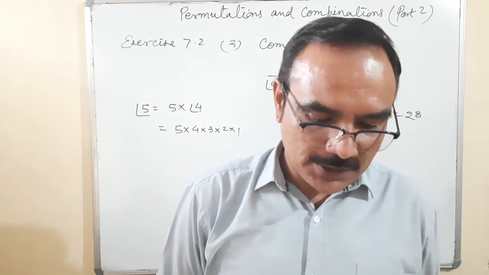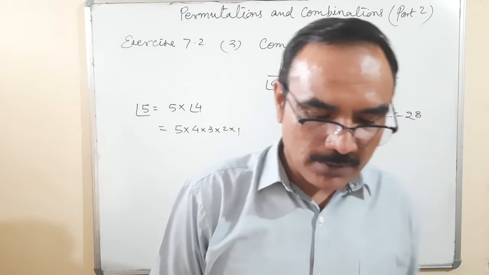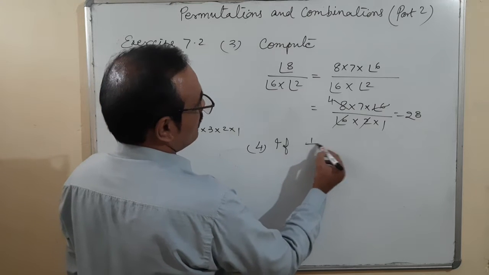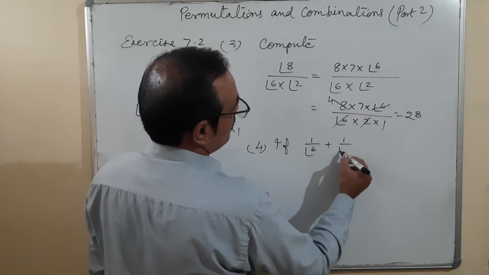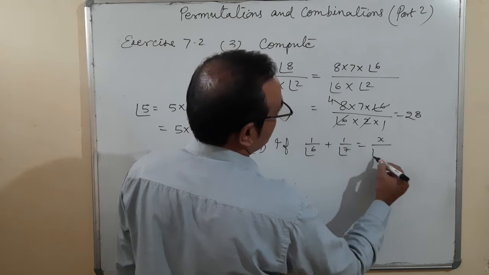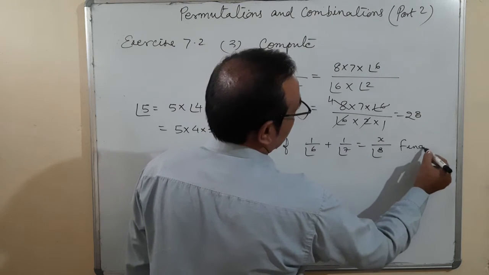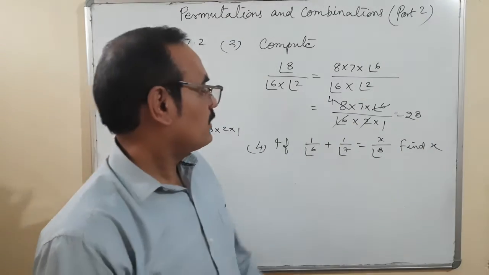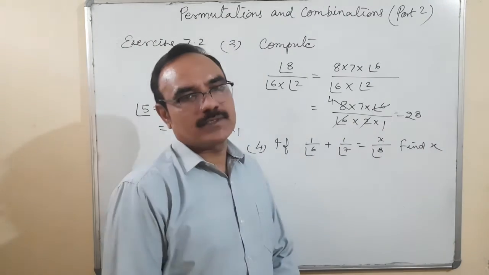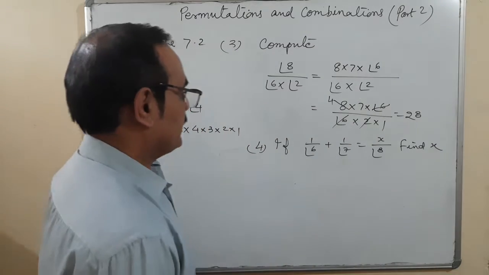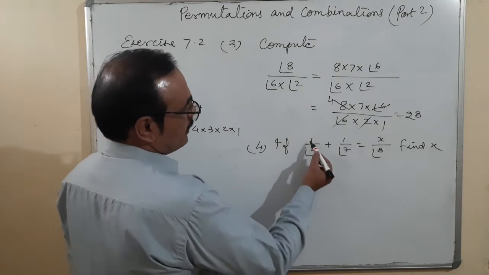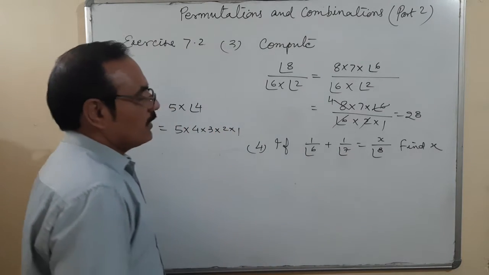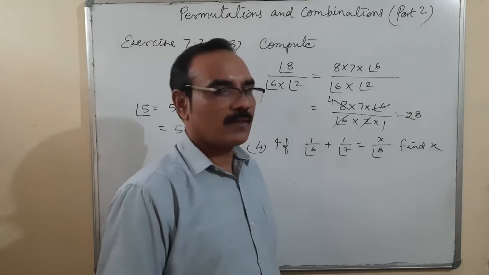Question number 4. If 1 upon factorial 6 plus 1 upon factorial 7 is equal to x upon factorial 8, find x. Now we are going to find the value of x. Let us see 1 upon factorial 6 plus 1 upon factorial 7. How to calculate this term? Taking LCM.